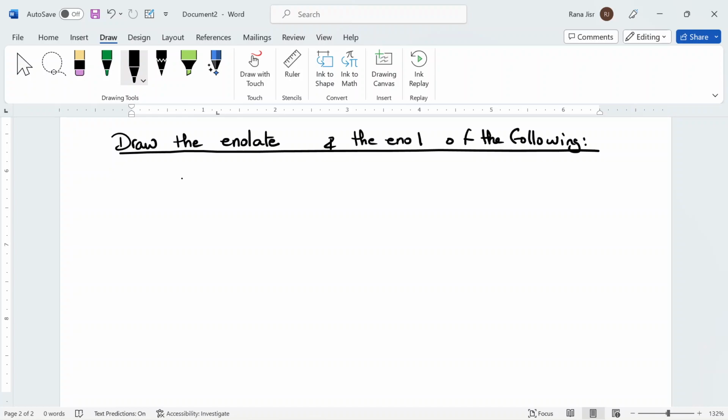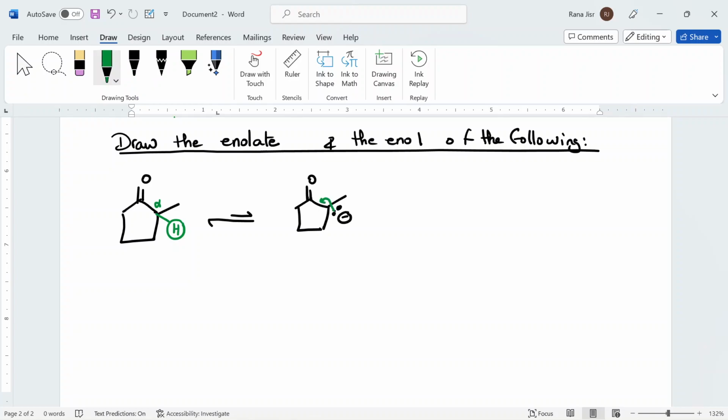So let's go ahead and draw the enolate and the enol of the following structure. I have a carbonyl and I have a CH3. Here I do have two different alpha hydrogens. I have an alpha hydrogen here and an alpha hydrogen there. Two different alpha carbons. Let's consider the first alpha hydrogen here. To draw the enolate, we're going to allow the base to take that alpha hydrogen and create the enolate in there. This is the enolate ion.